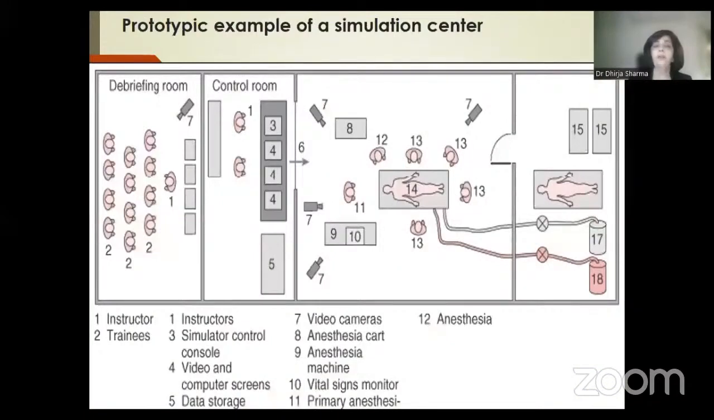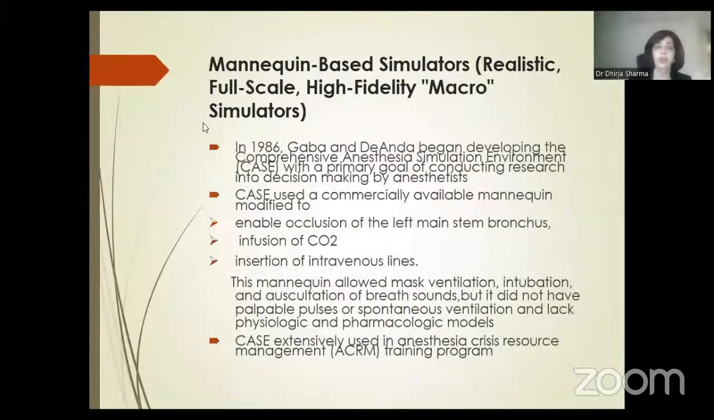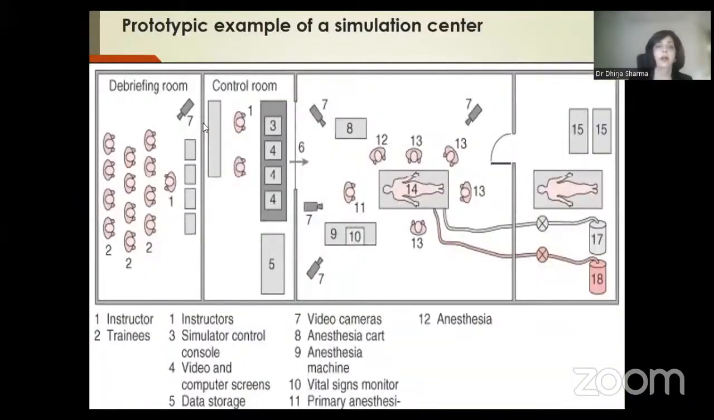This is the prototype example of a simulation center, and this is how the dedicated simulation centers are made. But when we need to mimic this, when we are making on-site in situ simulation, there should be a specific debriefing room, where the participants and trainees are debriefed before the simulation session starts, and there is a control room where the instructors sit and control the input. Then there is the simulation environment.